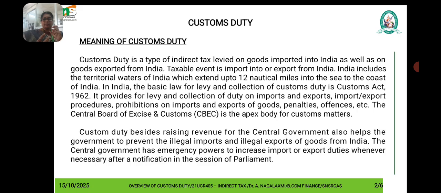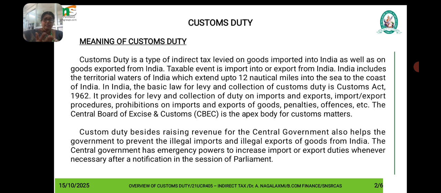So what does that act regulate? It regulates the levy and collection of duty on import and export. That is, for this type of goods, this is the percentage of customs duty to be paid for import and for export, and how to collect that amount for the goods which are levied under customs duty.